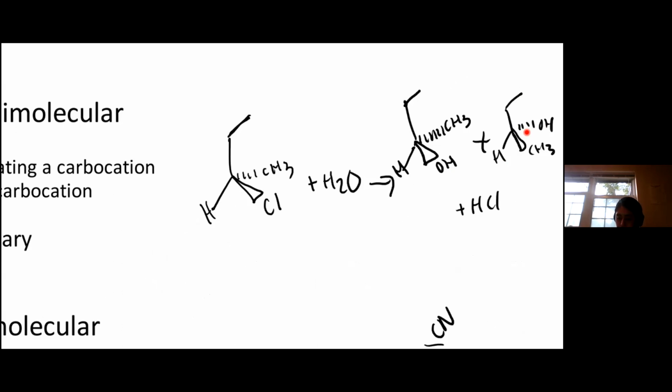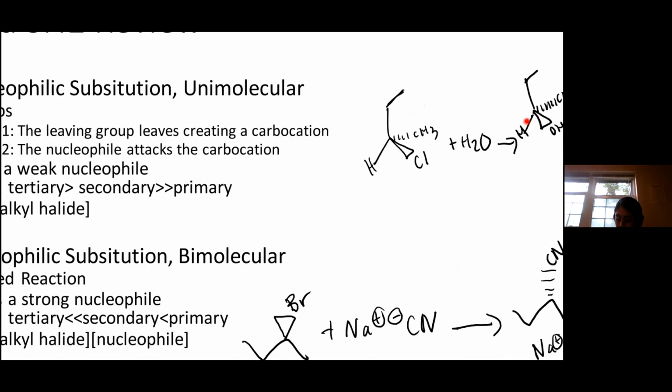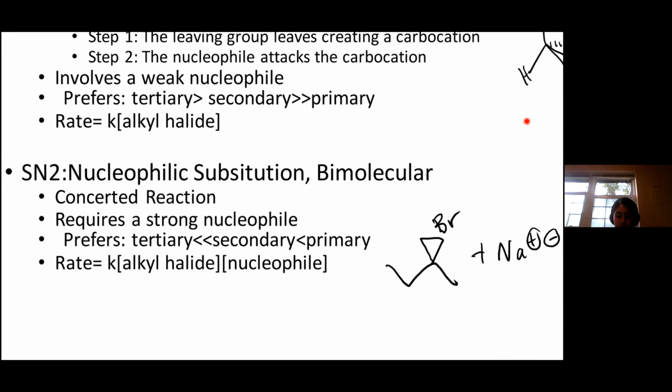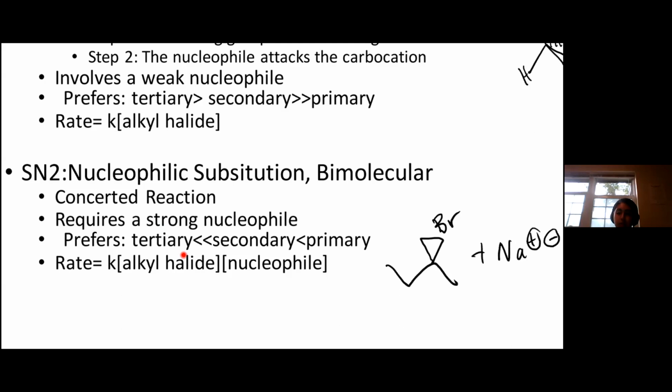So now let's review a bit about SN2 reactions. Again, SN2 reactions are considered concerted reactions, meaning the steps happen at the same time. And because they happen at the same time, you don't have a carbocation. So you don't have to worry for SN2 about methyl shifts or hydrogen shifts because there's no carbocation formation. And SN2 requires a strong nucleophile as opposed to SN1 that required a weak nucleophile. And this prefers primary over secondary over tertiary, which is opposite of SN1, right?